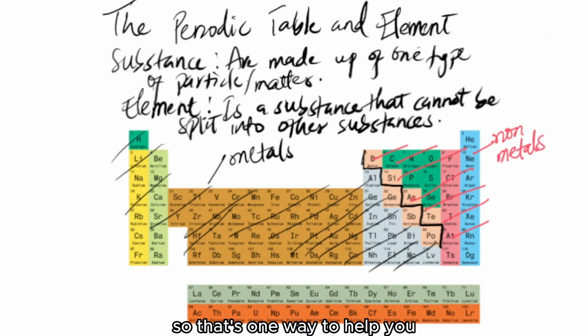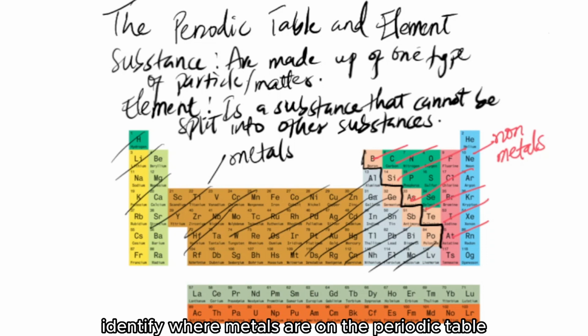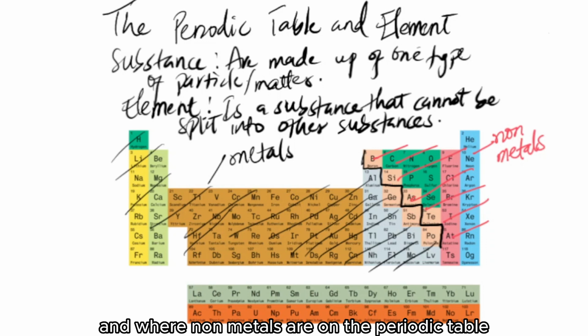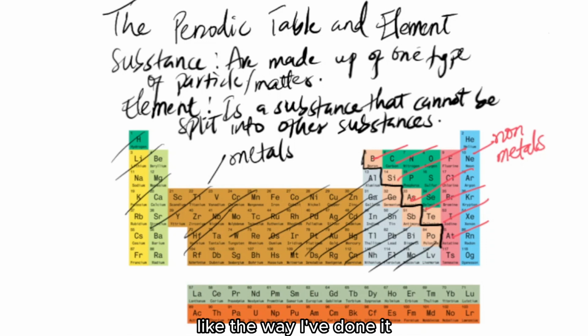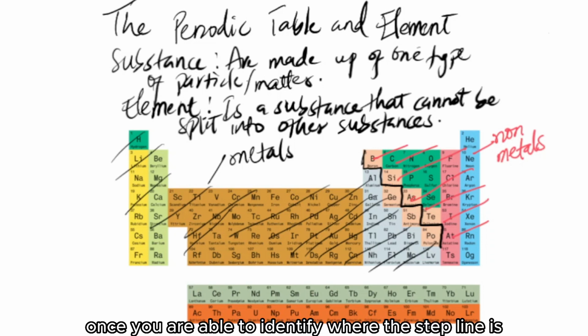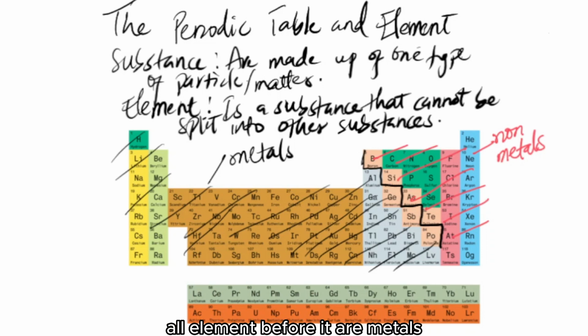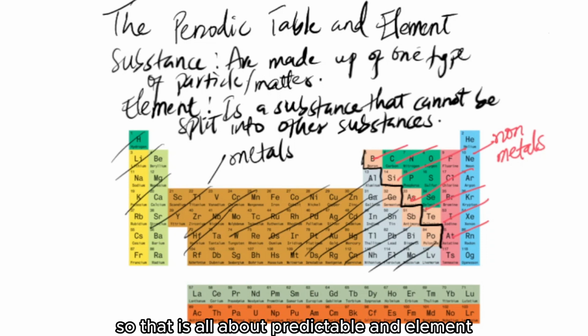So that's one way to help you identify where metals are on the periodic table and where non-metals are on the periodic table. You just draw your step line like the way I've done it. It starts from boron. Once you are able to identify where the step line is, all elements before it are metals, all elements after it are non-metals. So that is all about the periodic table and element.